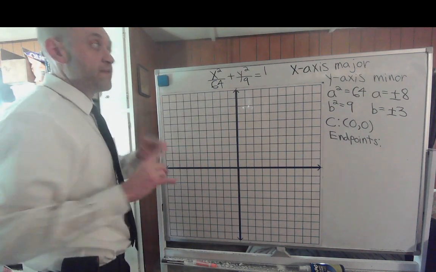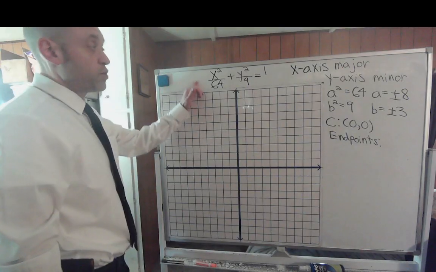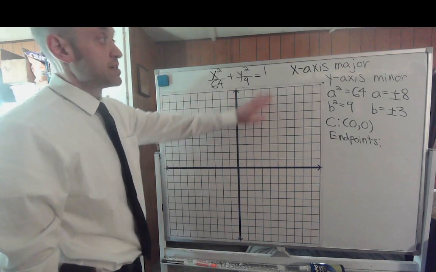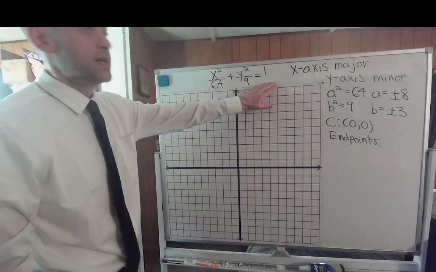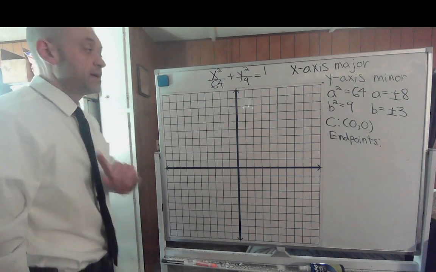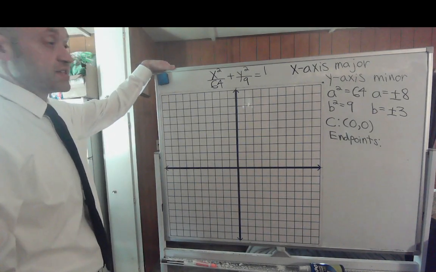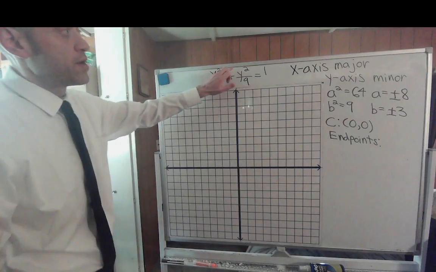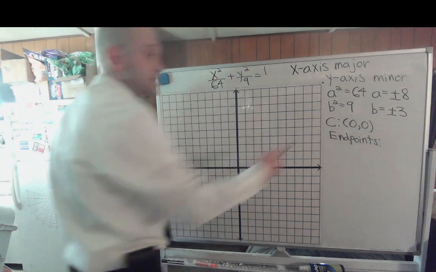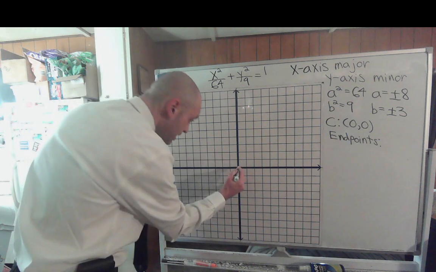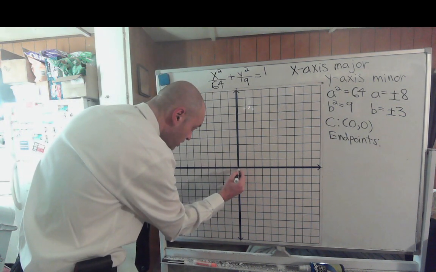Alright, so great, we found that. And this equation is in standard form because the right-hand side also equals 1. It always has to equal 1 and nothing but that. So looking at the center, I just have x squared and y squared giving me a center at 0, 0. I can at least go ahead and plot the center to start.